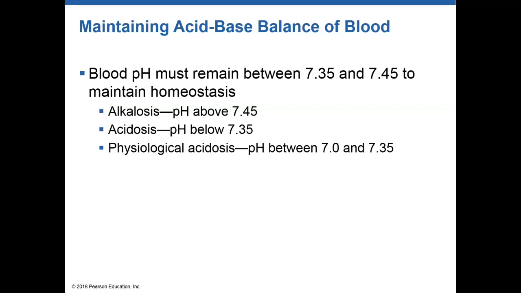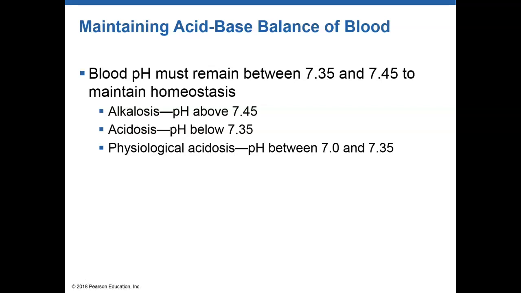So in this last lecture of 15, we're going to look at how we maintain acid-base balance, and then we're going to look at some changes that occur from production of our urinary system all the way through developmental changes as we age.